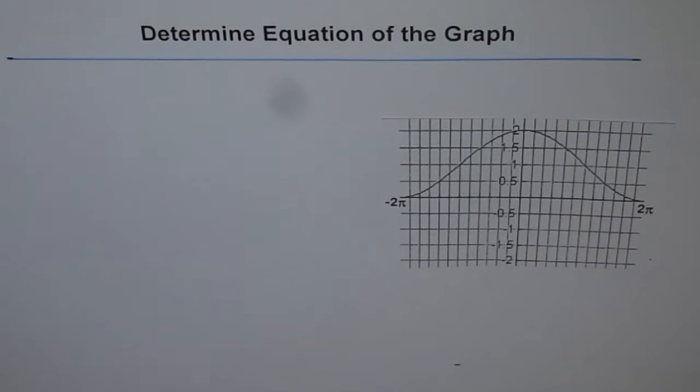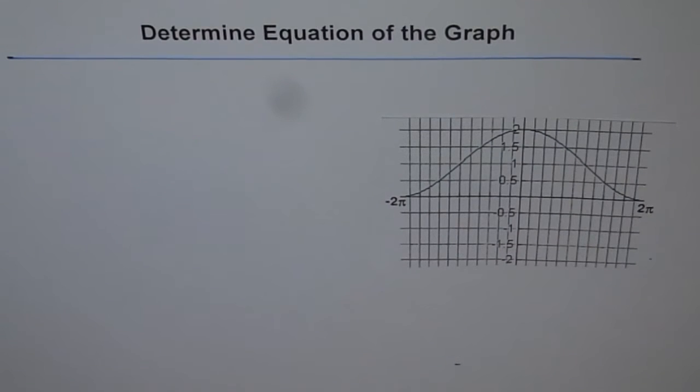Determine the equation of the graph. So we have a bell kind of a graph, but it looks like a sinusoidal function also. I would like you to write a sinusoidal function or a cosine function for the given graph. Treat it as a test problem. Stop the video and do your solution. And then you can watch the video to see my suggestions.